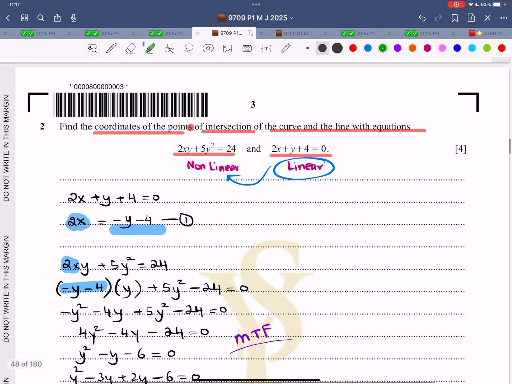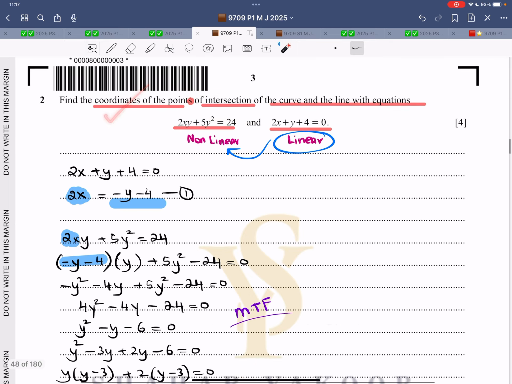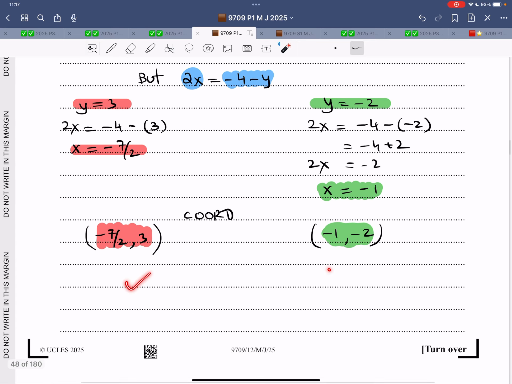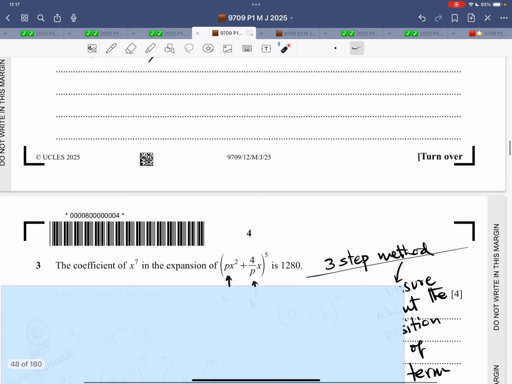They are not asking us to solve a pair of simultaneous equations. They are asking for points of intersection. They are asking for coordinates. So make sure you write it as coordinates. For example, if you leave it as it is, at least 1 mark will be deducted. Why? Because you have not followed the instruction. So 2 questions are done.